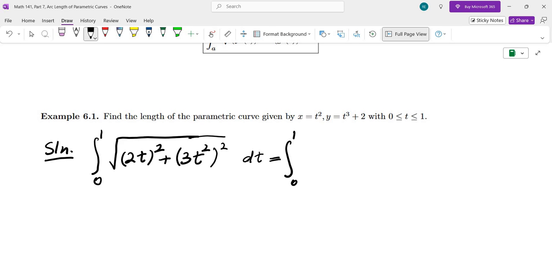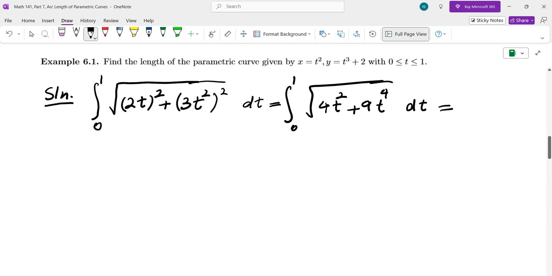This is the integral from 0 to 1 of the square root of 4t to the 4th plus 9t squared, and this one is t to the 4th, dt, which is equal to the integral from 0 to 1. We're going to factor out t squared. T squared comes out of the square root because t is positive, since remember the limits of t are 0 to 1, so that means t is positive. We can take it out. We get 4 plus 9t squared dt.